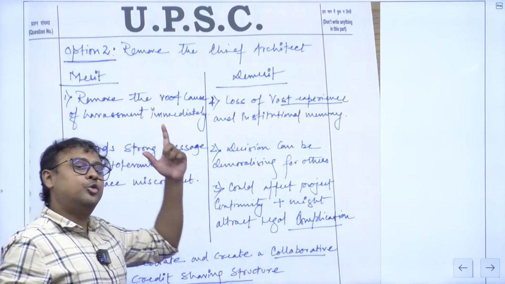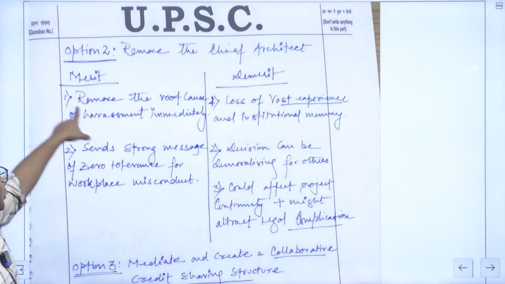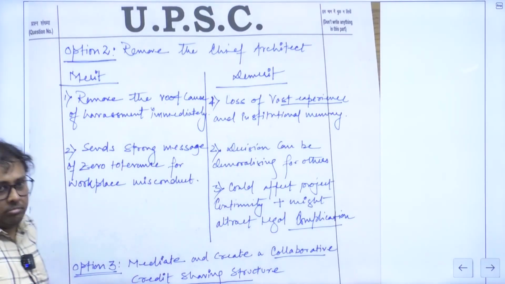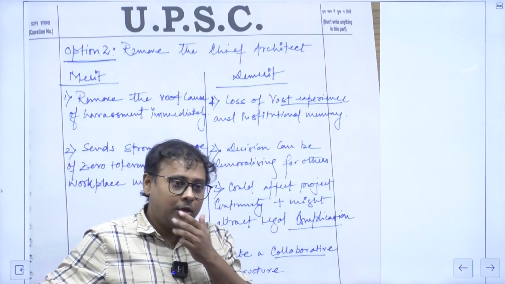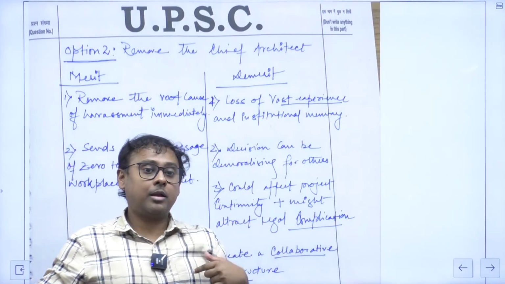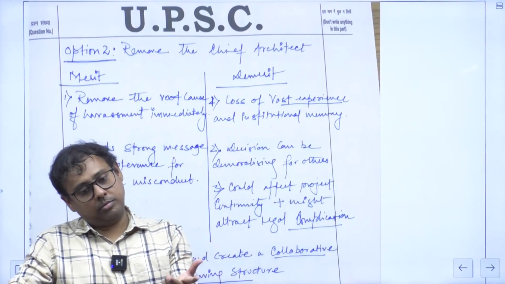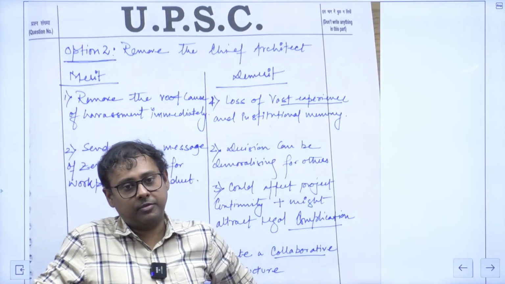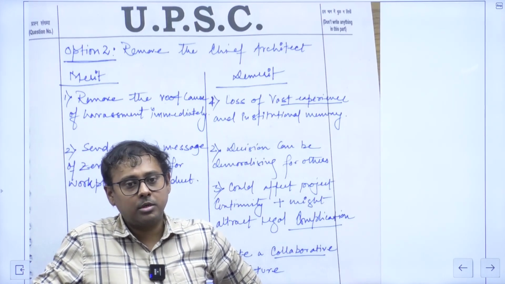Would you choose? Usually the third option we choose. Now let's come to that. So, remove the chief architect. The one who is creating mischief, who is harassing, remove him. Now this is also not generic. Why? Because when we are reading, we will feel that this particular chief architect is creating nuisance, so remove him.